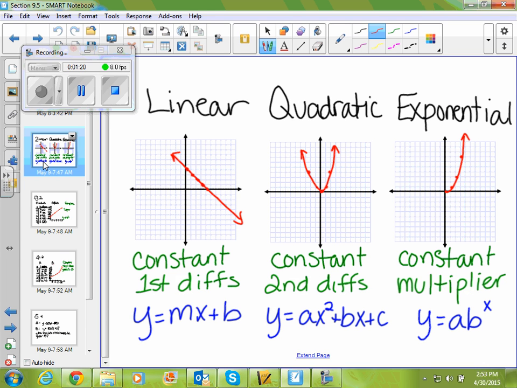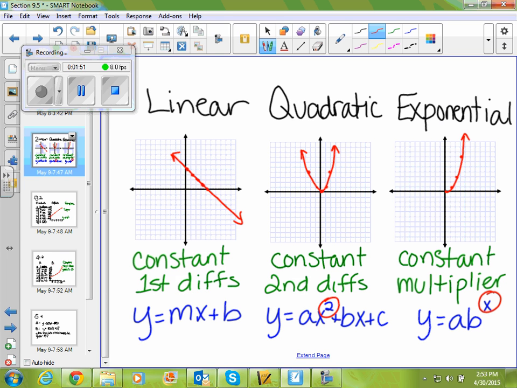Quadratic functions look like u's, or if they're flipped upside down, they look like upside down u's. They have constant second differences, and they're always in the form y equals ax squared plus bx plus c, with an exponent of 2 to be a quadratic. Okay, and then exponential functions start out flat, then go to a steep slope. They're always in the form y equals ab to the x, where your x is your exponent. That's what it means to be exponential.